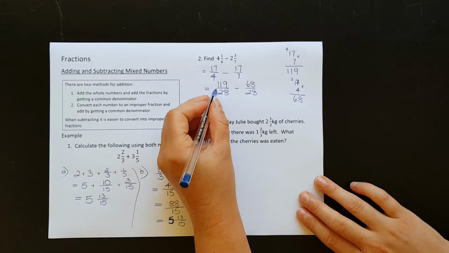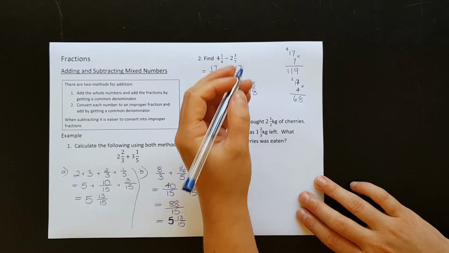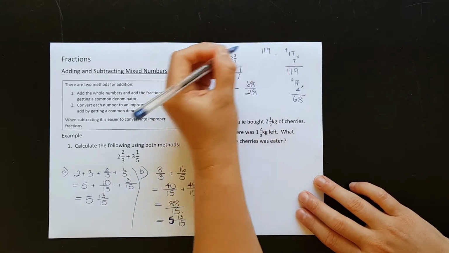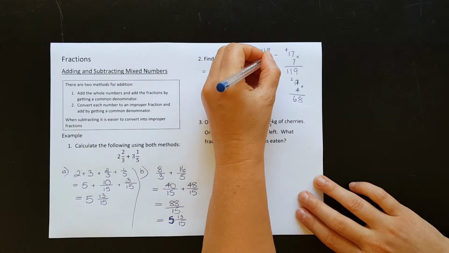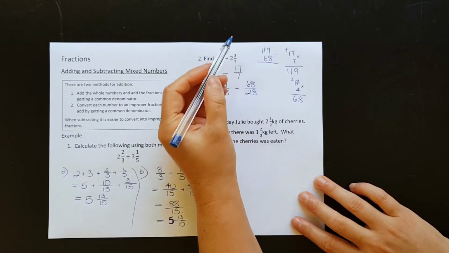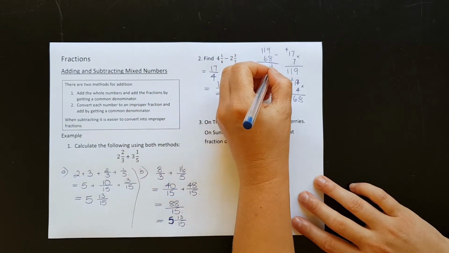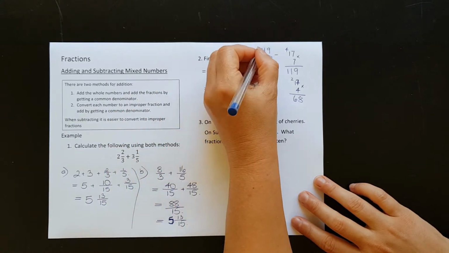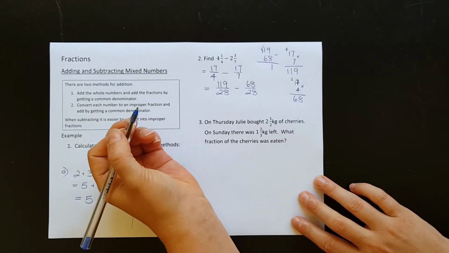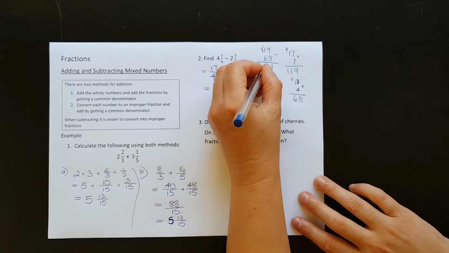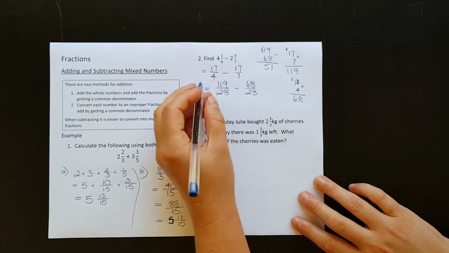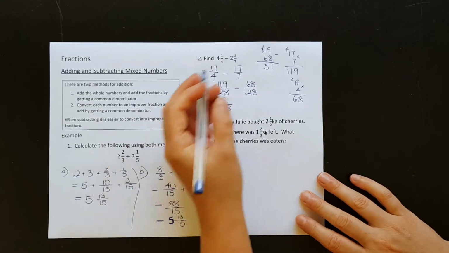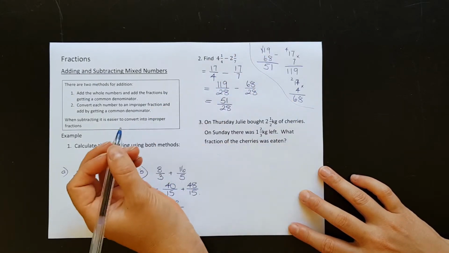Okay, now I need to subtract those, 119 minus 68. So again, we might need to do a subtraction now, 119 minus 68. So it might be handy to have a spare piece of paper. 9 minus 8 is 1. 1 minus 6 we can't do, so we would take the 1 from here, so it becomes 11 minus 6, which is 5. So when we subtract those, we're going to get 51 over 28. Okay, so this is just my calculations over here on the side.